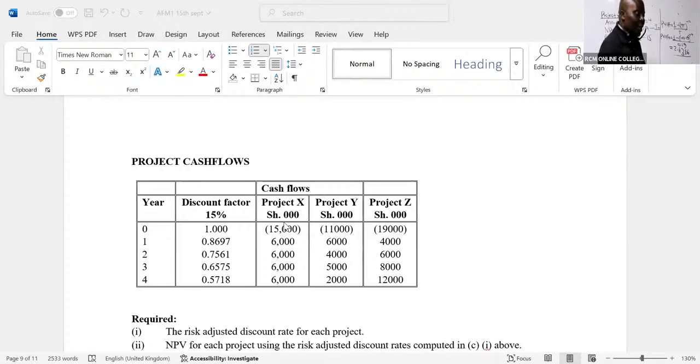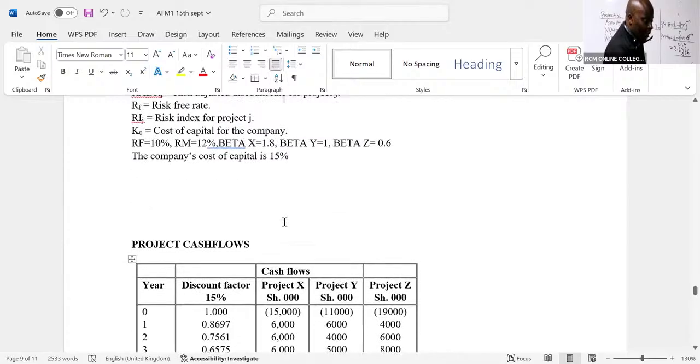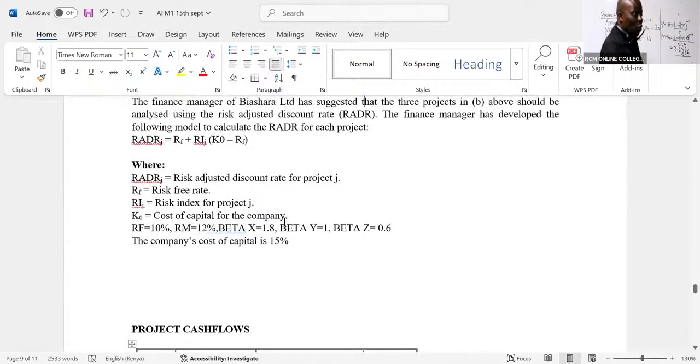Now, so another student has asked me, how did I get this 19%? Remember, the method we are using is called RADRI. We are using a funny method here known as RADRI. And this RADRI, we shall always compute the cost of capital for each individual project. And then, of course, the examiner has given you the formula for getting this risk-adjusted discount rate. So the RADRI has been given.